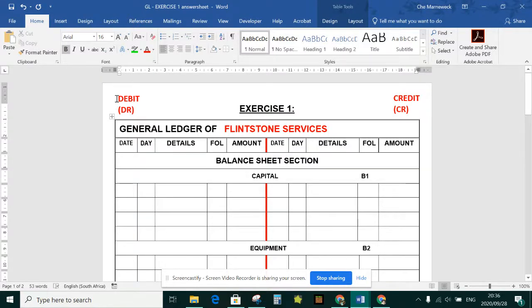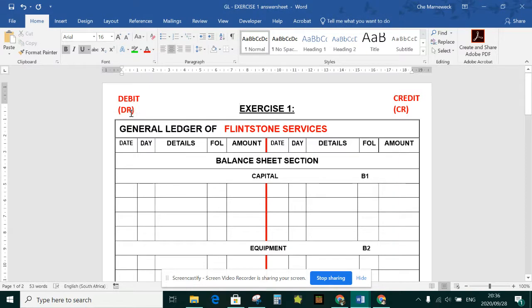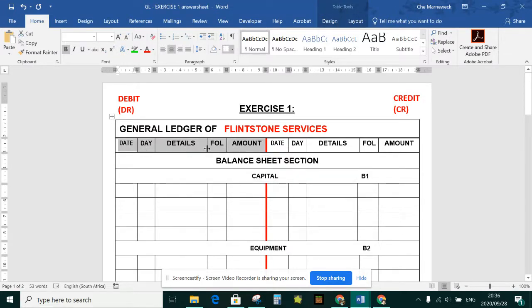You'll notice I've written the word debit on the left-hand side, DR, and credit on the right-hand side, CR. In future exercises, I will only refer to DR and CR for debit and credit. When I say debit, I mean I'm going to be recording my information on the left-hand side of this page. If I say credit, it means I'm going to be recording the information on the right-hand side of the page. So you'll notice that the column headings, date, day, details, folio, and amount are repeated on the left-hand side and the right-hand side.